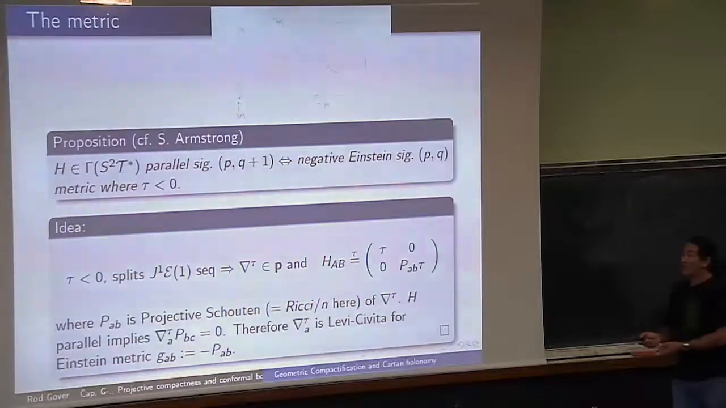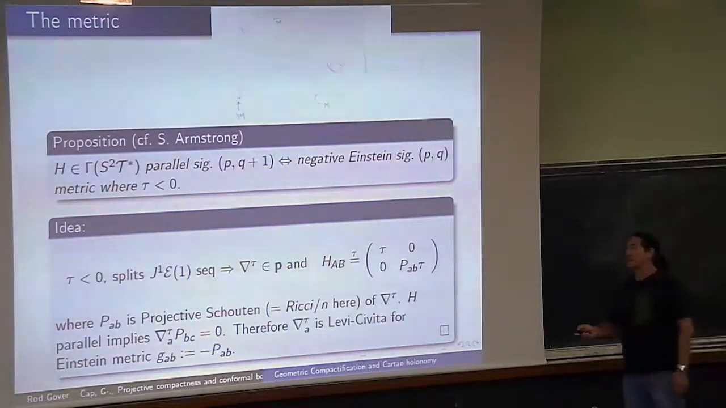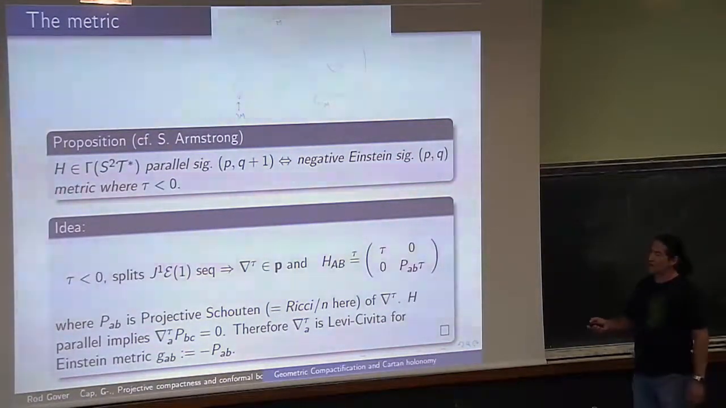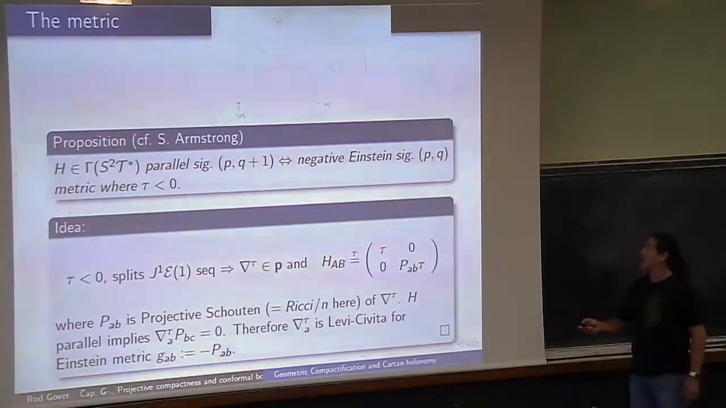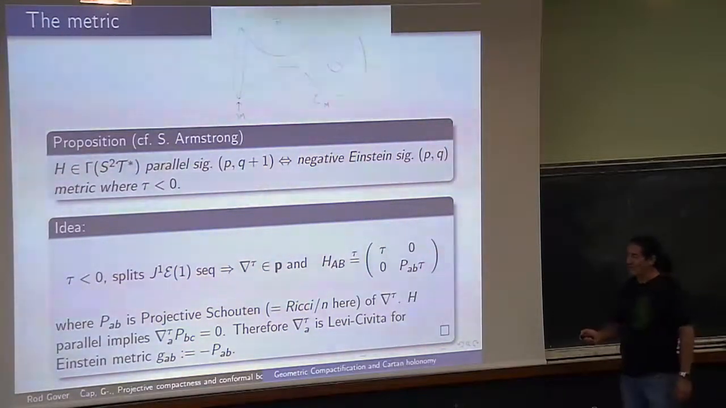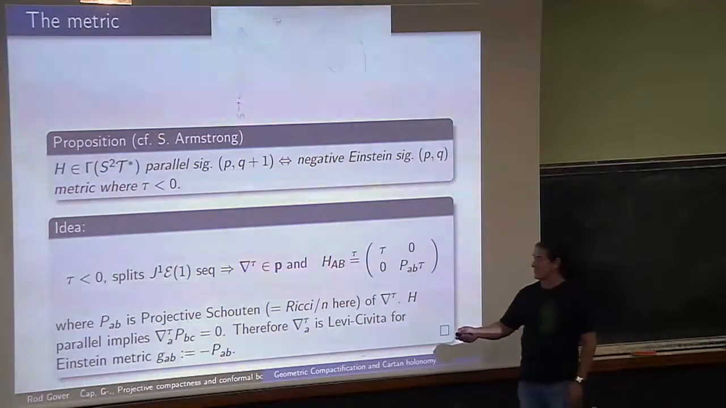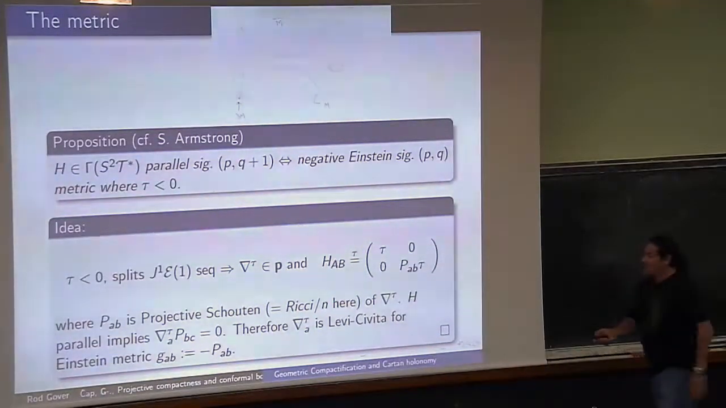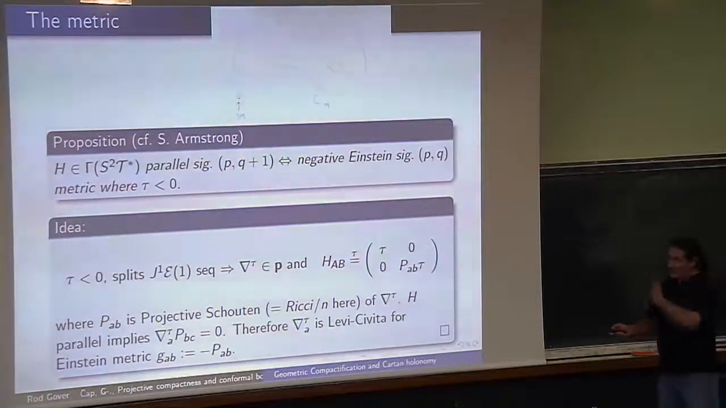You have a preferred connection. And in terms of that connection, this parallel tractor takes this form. It has the density in that corner, and it has the Skouten tensor times the density here and zeros off. So it's in a block diagonal form. The Skouten tensor is just the Ricci divided by the dimension, for our purposes. So just think of it as Ricci.